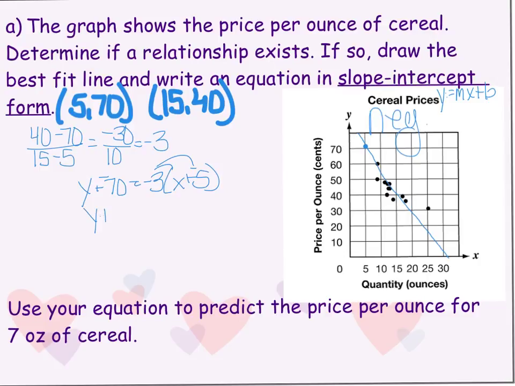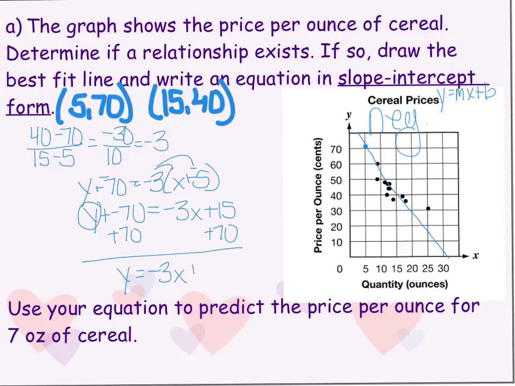So y plus negative 70 equals negative 3x plus 15. Getting y by itself, let's go ahead and add 70 to each side. So y equals negative 3x plus 85. Here's slope-intercept form.